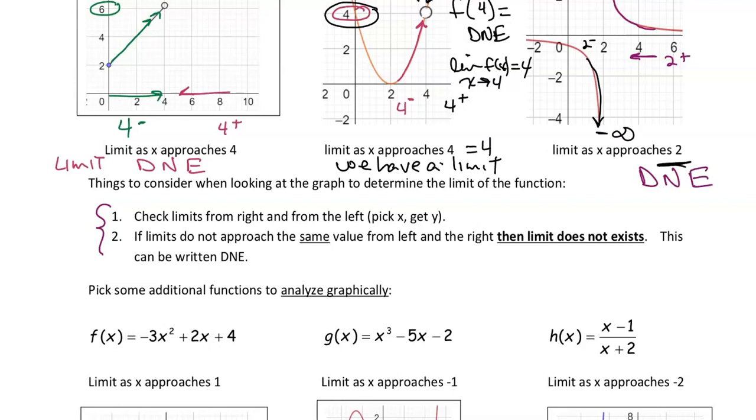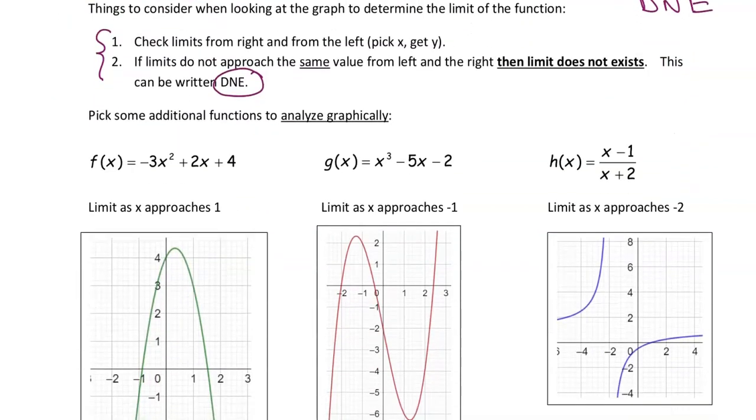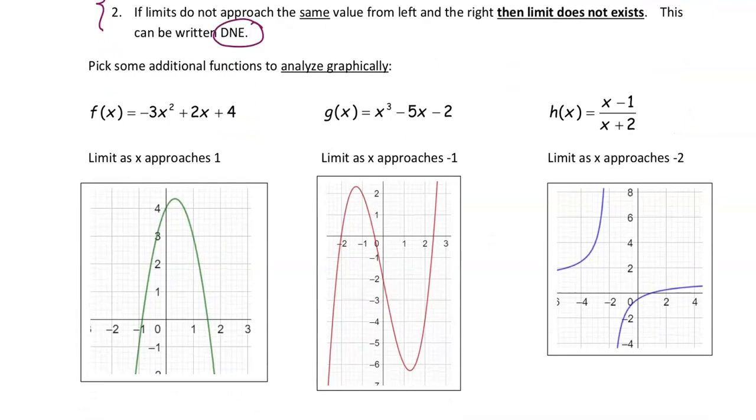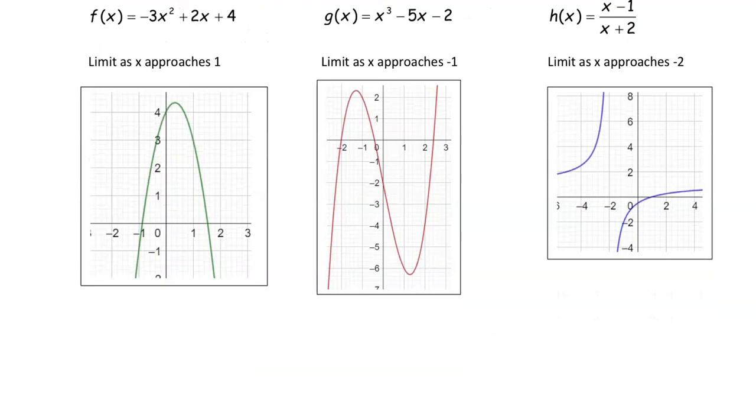If limits do not approach the same value from the left and the right, then the limit does not exist, and this can be written as DNE. Okay, so I said pick some. Let's do some graphical analysis. So I want to say the limit of f of x as x approaches 1.